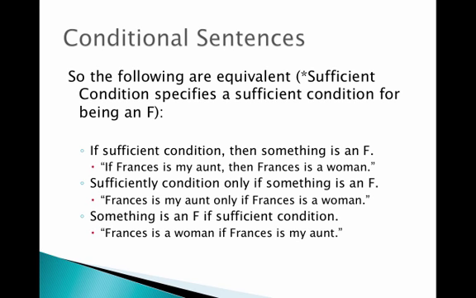For example, if Frances is my aunt, then Frances is a woman. Sufficient condition only if something is an F. Frances is my aunt, only if Frances is a woman. Something is an F if sufficient condition. Frances is a woman if Frances is my aunt. Okay.